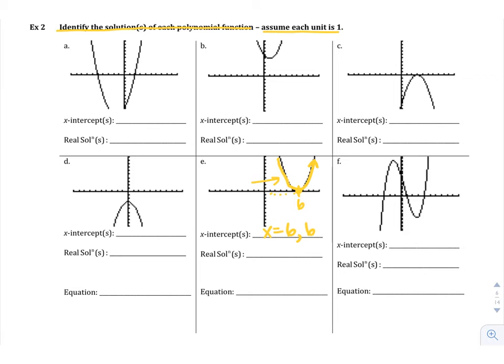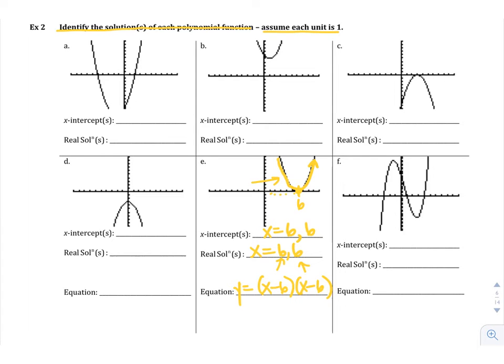So if I asked you to list the real solutions, we would say x equals 6 and 6. And then if we were to write the equation of it, I can write y equals... now if I had a solution of 6, that means my binomial would be x minus 6. And I know I have another root of 6, x minus 6. So that would be an equation.